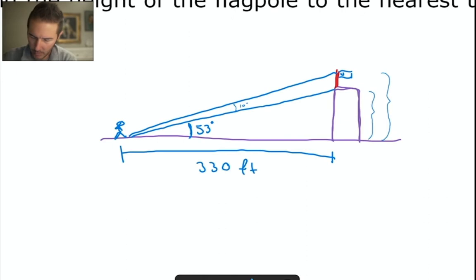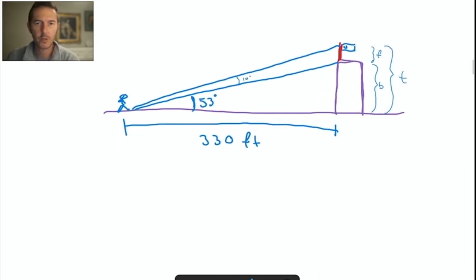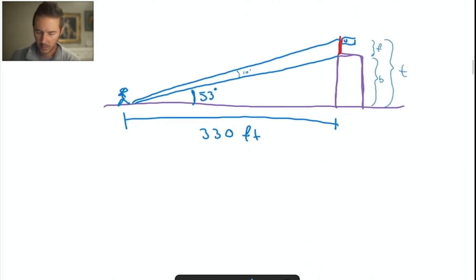Maybe we could label the height of the building with a lowercase b, and the total height maybe with a lowercase t. And we could definitely label the height of the flagpole with a lowercase f. I think that works. If it doesn't work, we'll change them.